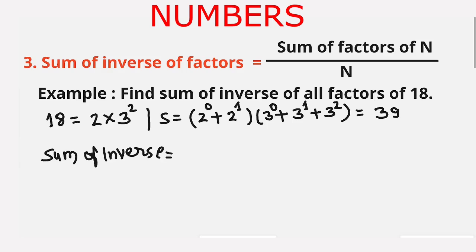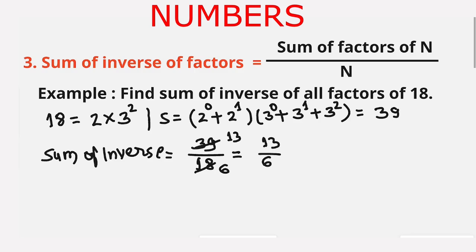Therefore, sum of inverse of all the factors of 18 equals sum of factors, 39, divided by the number, and the number is 18. 3 cancels 39 for 13 times, and 3 cancels 18 for 6 times. So this is equal to 13 upon 6. This is our answer. Now how to verify it?